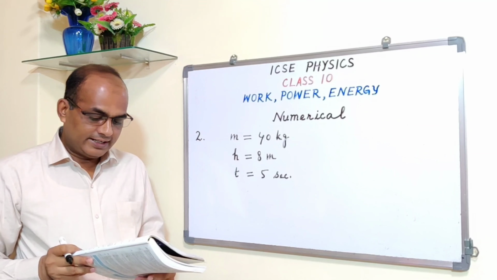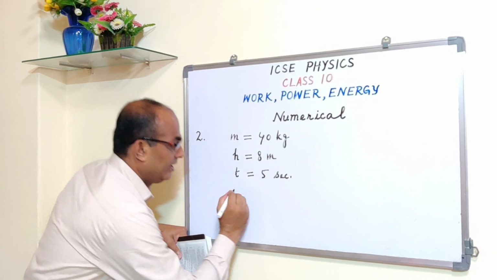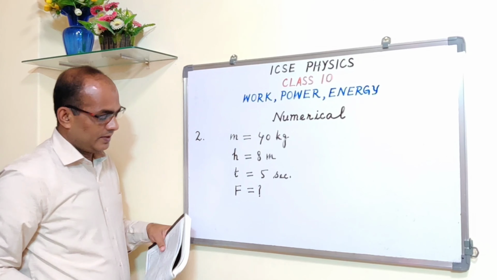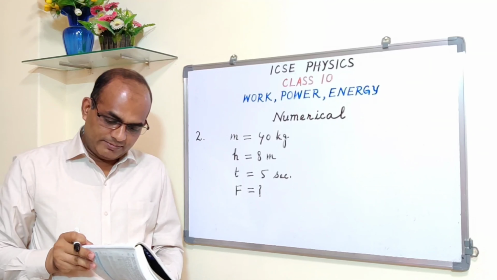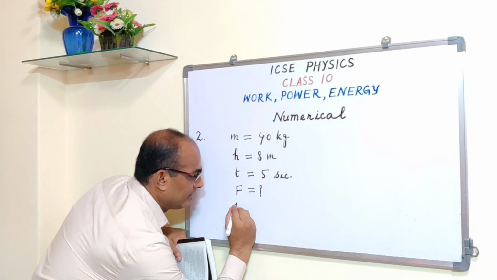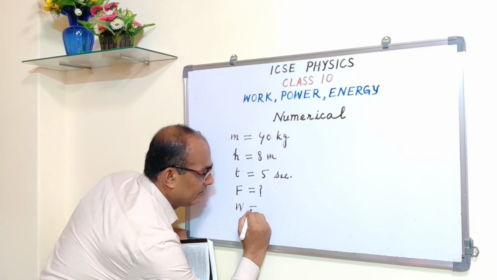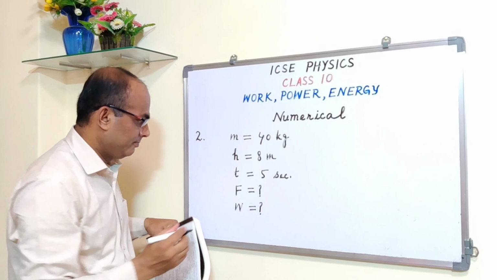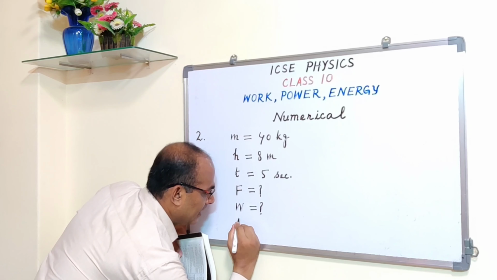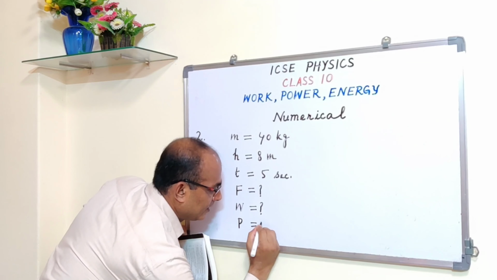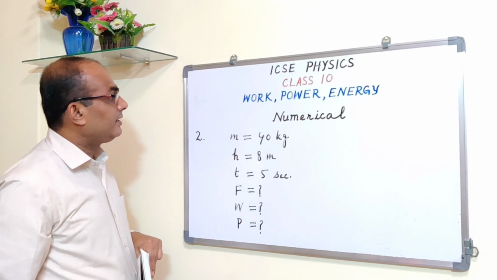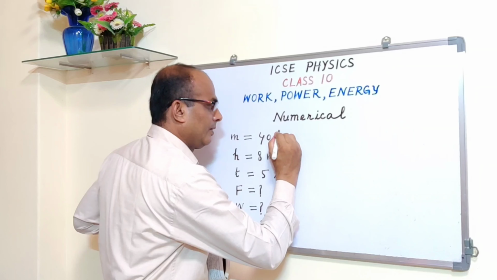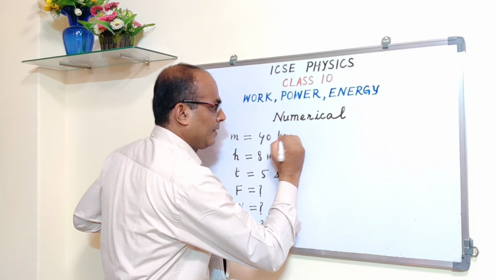Calculate the force of gravity acting on the boy. Force of gravity F is equal to question mark. Next, the work done by him against the force of gravity. W is equal to question mark. And the power spent by the boy. P is equal to question mark. Alright, fine. Now let's do it.